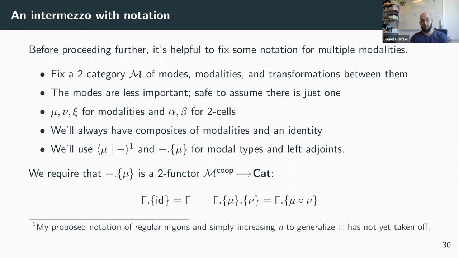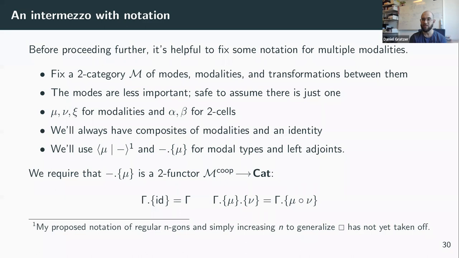So I want to talk about a system which weakens these assumptions a bit, but before I do that, I need some notation, so I need to stop picking single letters to represent all the new things I'm introducing. So we're going to work with a mode theory, which is going to be a two category. It'll abstract the situation that we're dealing with here. So the zero cells are called modes, one cells modalities, and the two cells represent natural transformations between them. The modes are not important and will be essentially ignored. The important bit is the modalities and the two cells, and I'll use mu, nu, et cetera, for the modalities. So by requiring that these things form a two category, we always have composites of modalities and identities.